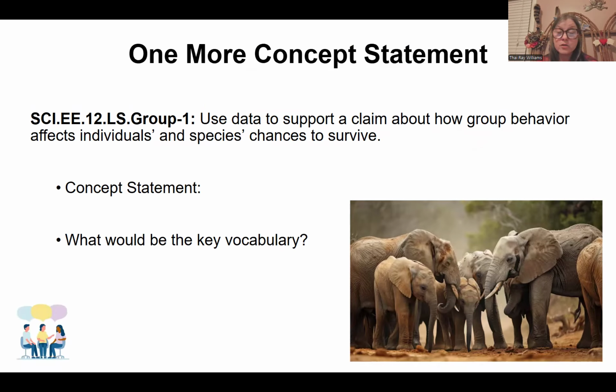Let's do another one. So this is a 12th grade life science essential element. And so what the students are going to do is they're going to use data to support a claim, and we'll learn about claims later, to support a claim about how group behavior affects individuals and species chances for survival, to survive. And so here's an example where elephants circle around their youth to protect them when there is danger present. So you can think about individuals, so humans or species, and how do they change their behavior to help their young survive or to help each other survive.